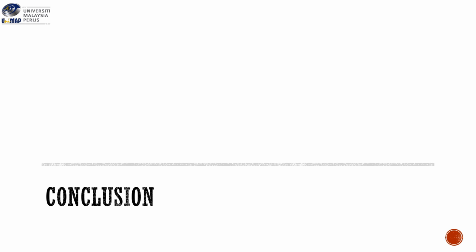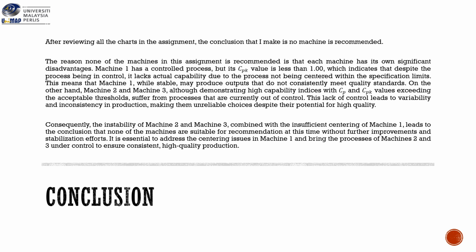In conclusion, after reviewing all the charts in the assignment, the conclusion that I make is that no machine is recommended. The reason none of the machines in this assignment is recommended is that each machine has its own significant disadvantages. Machine 1 has a controlled process, but the CPK value is less than 1, which indicates that despite the process being in control, it lacks actual capability because the process is not centered within the specification limits. This means that machine 1, while stable, may produce output that does not consistently meet quality standards.